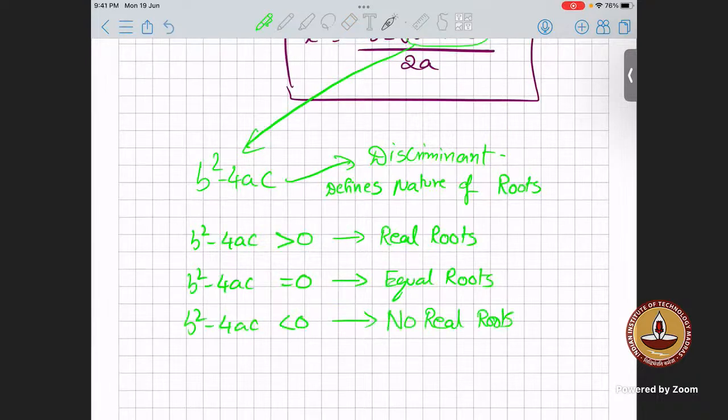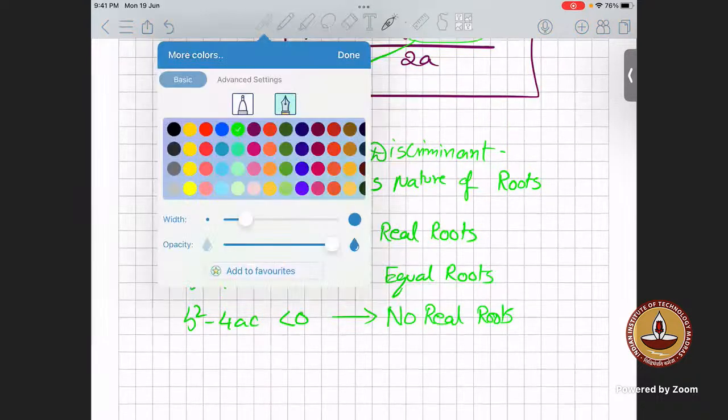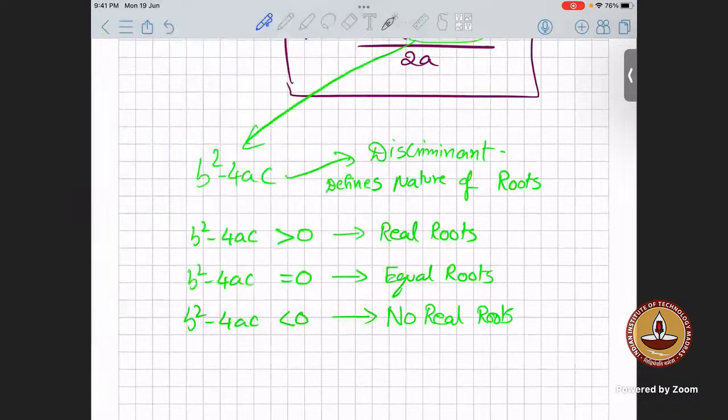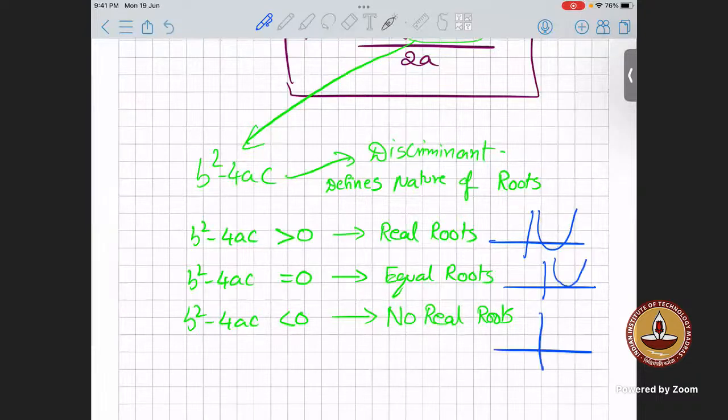Now I will draw the diagram. Real roots, it will be like this. Equal roots, there is only one intersection point, only one x-intercept. And then no real roots, no touching to the x-axis. Okay? Clear till now?